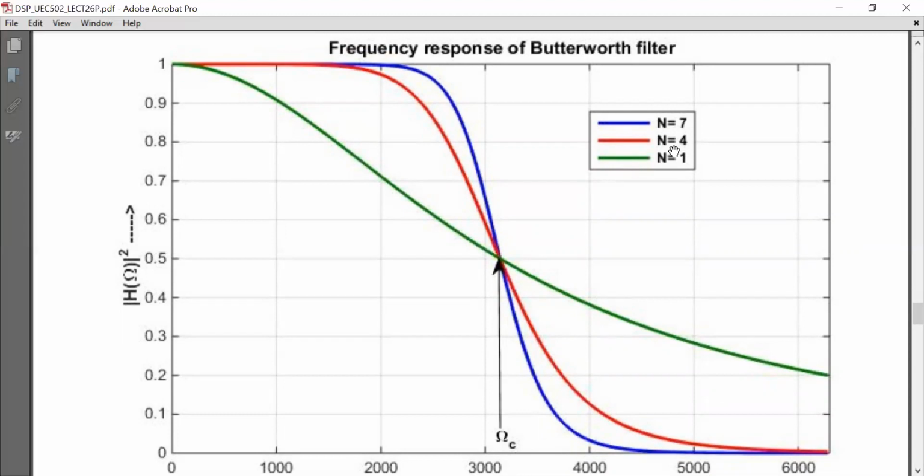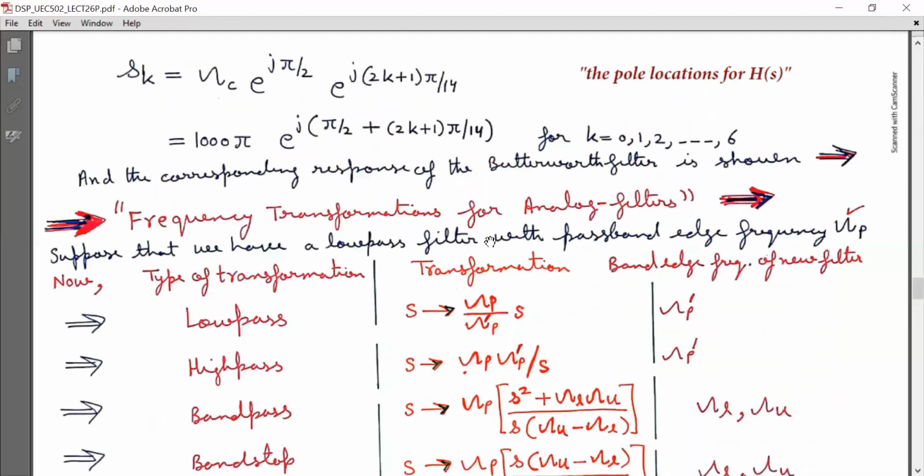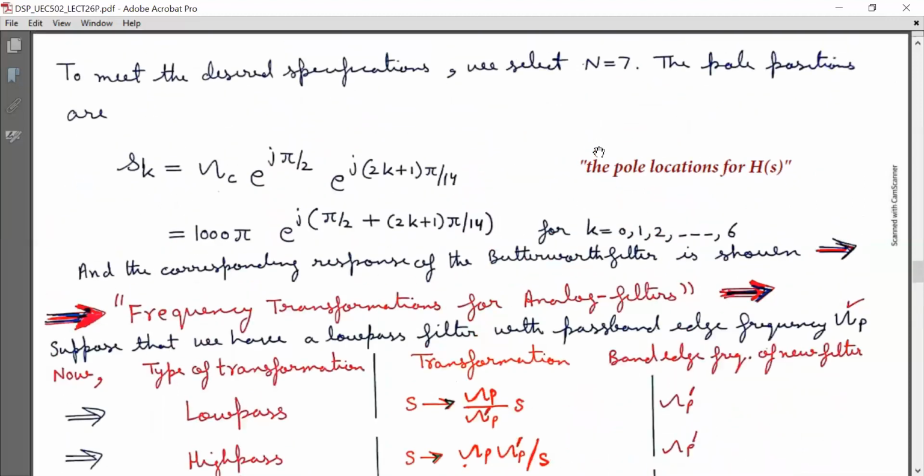And if I choose N less than 7, that is 4, you can see a drastic change in the response of the Butterworth filter in the pass band. And for N is equal to 1, I cannot see any flatness in the pass band. So the appropriate value of the order of the filter is 7 or more than 7. If I choose N more than 7, then the sharpness will increase in the transition width, but it is at the cost of increased computation complexity. So this is how we design the Butterworth filter in the analog domain.